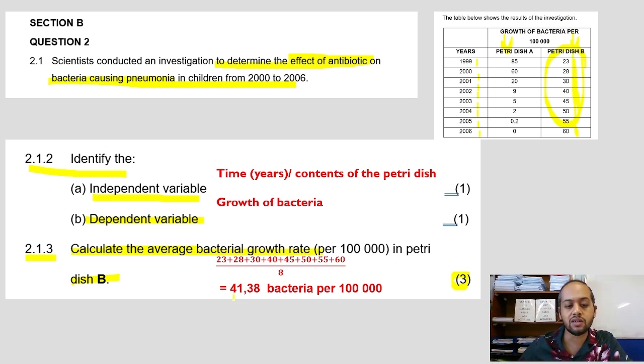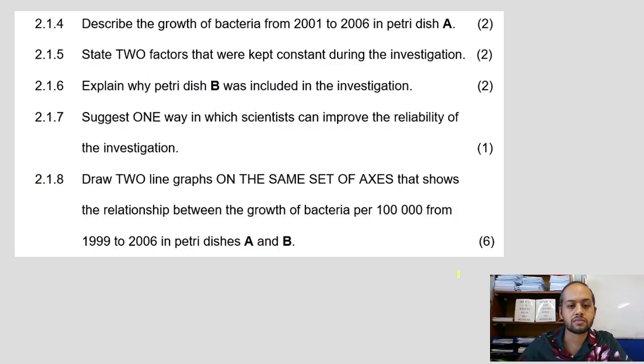Type in the calculator. Gives you 41,38. And the unit of measurement is bacteria per 100,000, because here we have the unit of measurement in the table. Please ensure that you insert the unit of measurement next to your answer as it contributes to this mark allocation out of 3. So you get 1 mark for the calculation, 1 mark for the correct answer, and 1 mark for the unit of measurement that is correct.